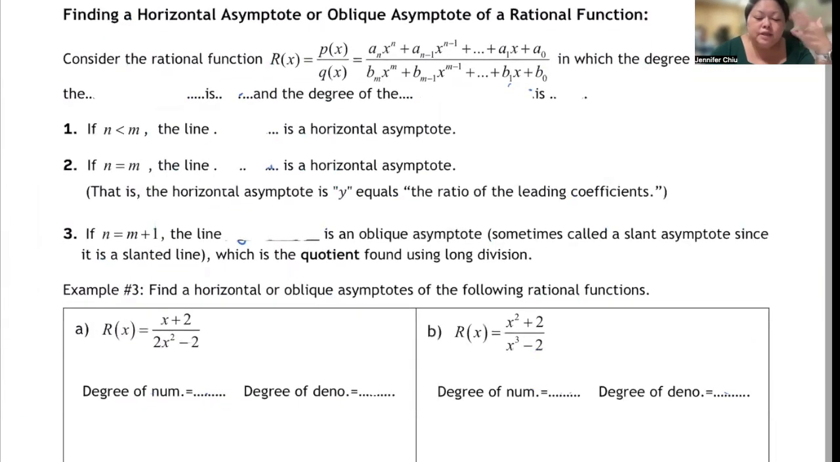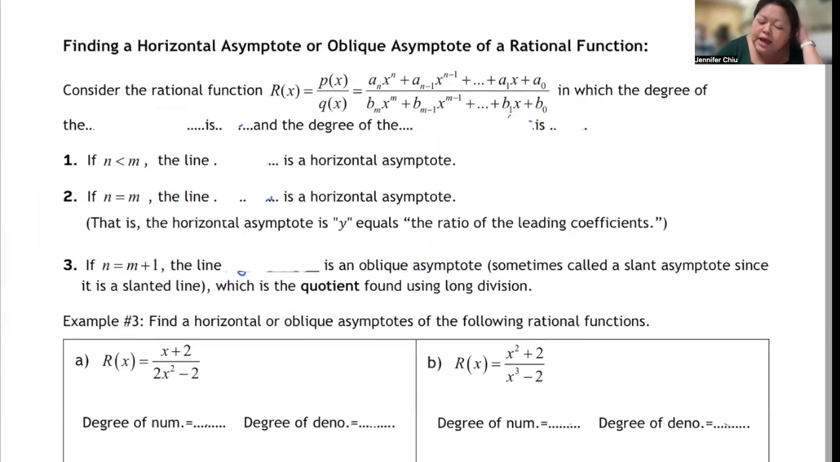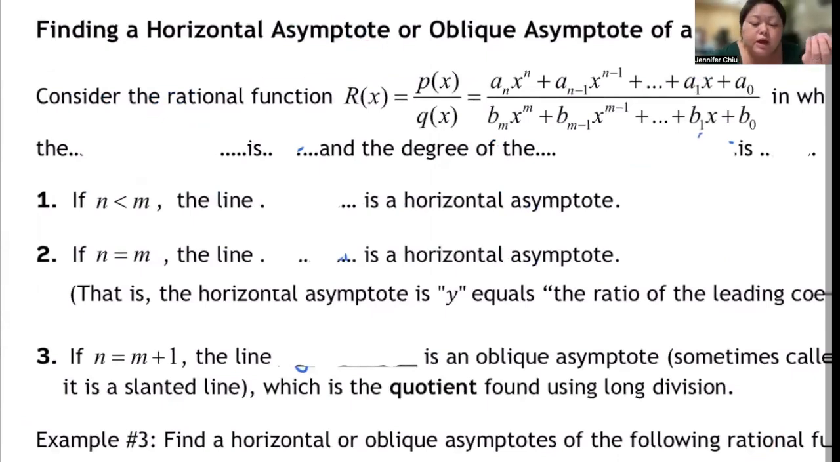Okay, moving on to the next page here, we are looking at horizontal asymptotes and oblique asymptotes, right? So we already figured out how to find vertical asymptotes, and now we're looking at horizontal or oblique asymptotes. When you're looking at a rational function, you're comparing the polynomial in the numerator and the polynomial in the denominator. Same thing we did before, we're looking at the leading terms. So the leading term of the numerator versus the leading term of the denominator, right?